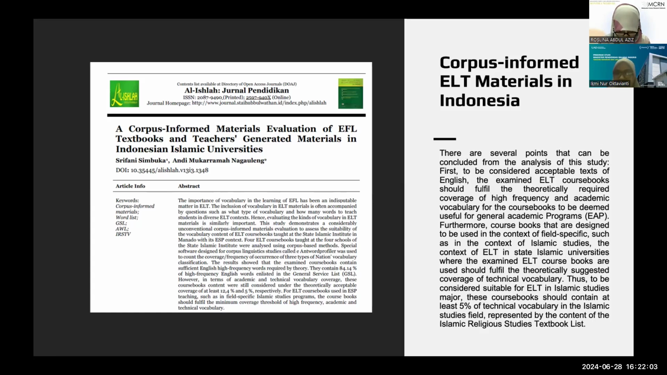In this study, the researchers used a corpus as the control corpus, because they wanted to see whether the course book they are using is already sufficient. It turns out that after analyzing the course books using a corpus approach, the examined course book contains sufficient English high-frequency words required by the theory. However, in terms of academic and technical vocabulary coverage, the course book content was still considered under the theoretically acceptable coverage. So we have conflicting results here, in a way that this textbook should be revisited.